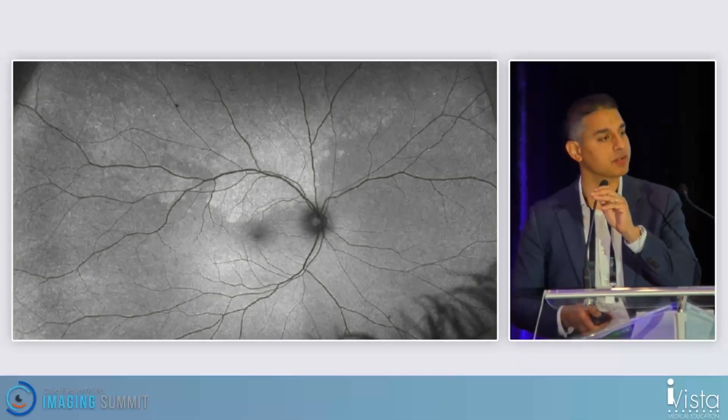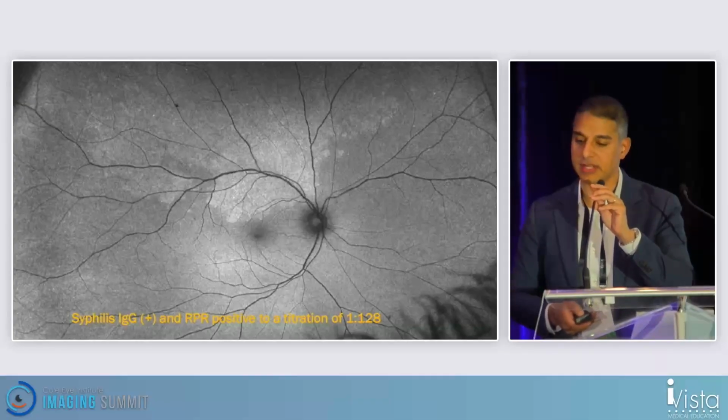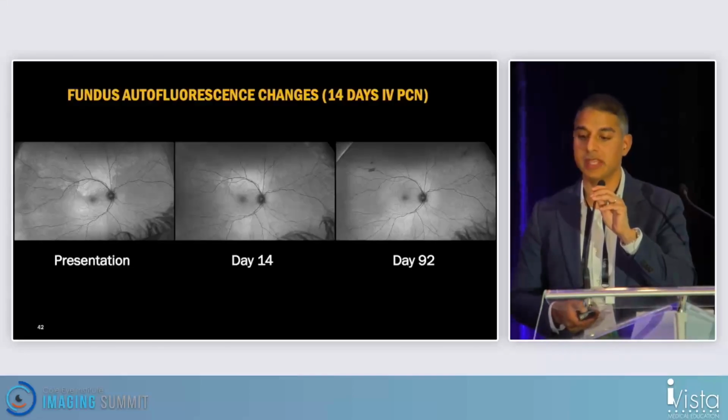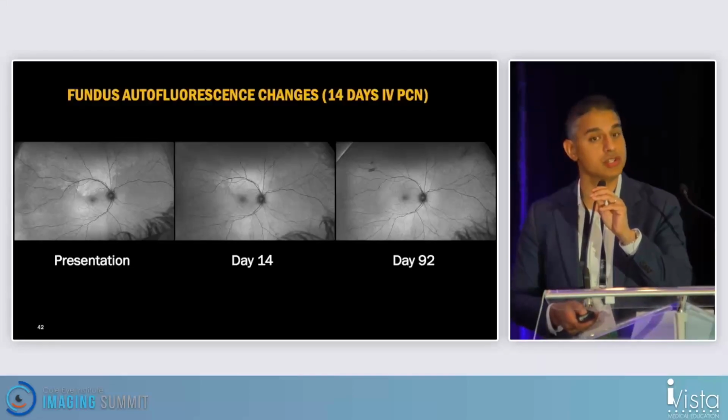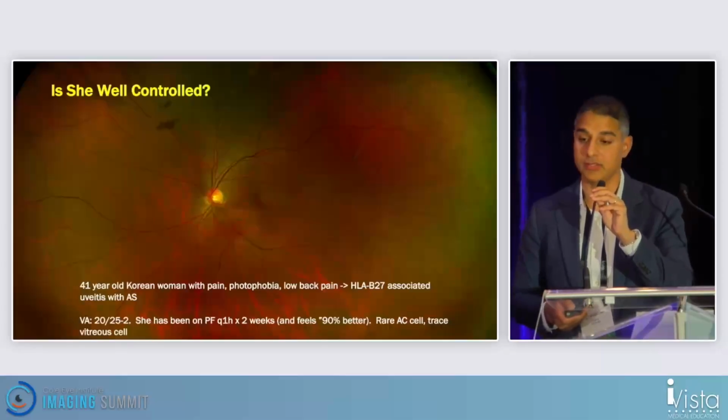How about fundus autofluorescence? Here you sort of see this large superior placoid lesion. Not surprisingly, this person has syphilis. And when you give IV penicillin, you could sort of see the changes of that autofluorescent pattern over time. At presentation, day 14, and it's starting to go away. And by day 92, you can't even make out that there are any changes as the ellipsoid zone reconstitutes.